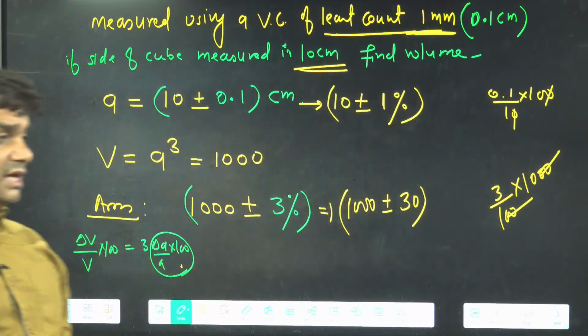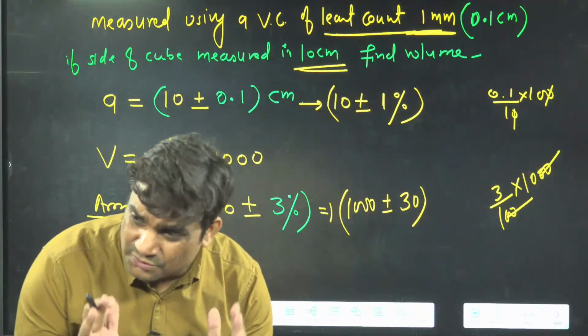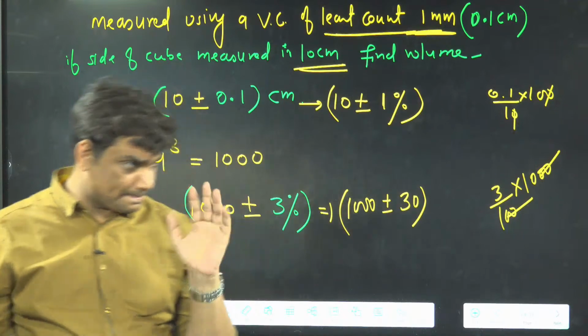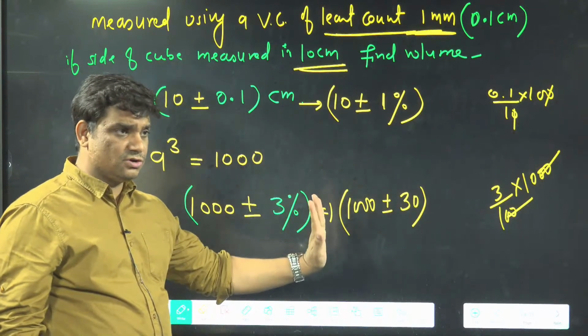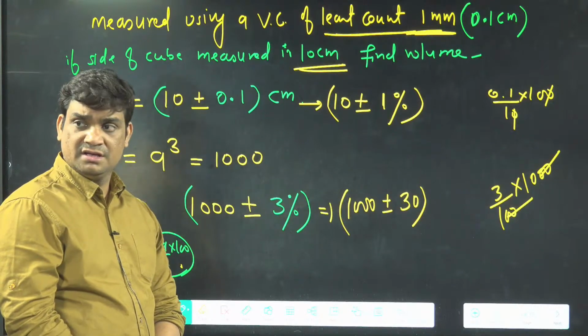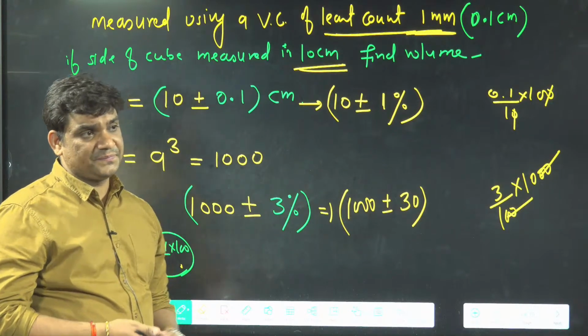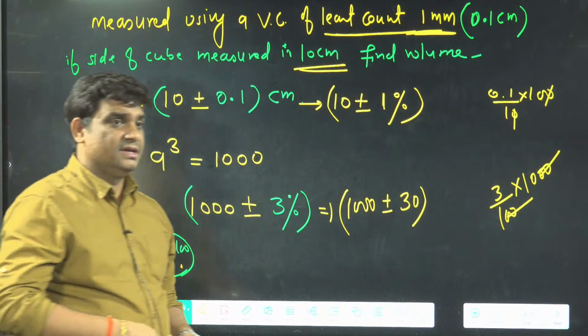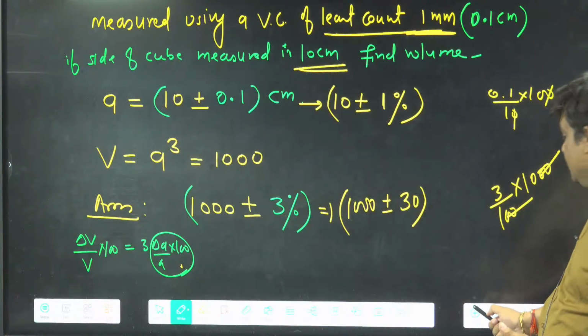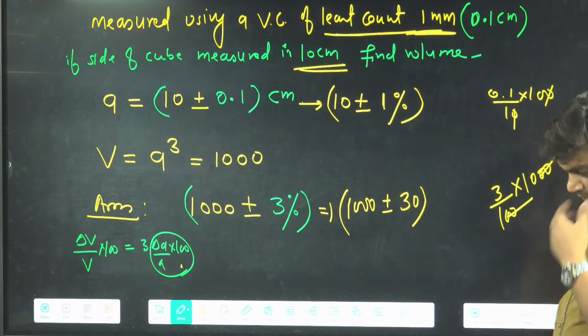In this question, if they give the least count, you will take the least count as the error. About the least count, we'll see in the vernier caliper. Least count means for us there is the error. Is it clear? Can we go for the next question now? Okay, so now we'll do one more question here.